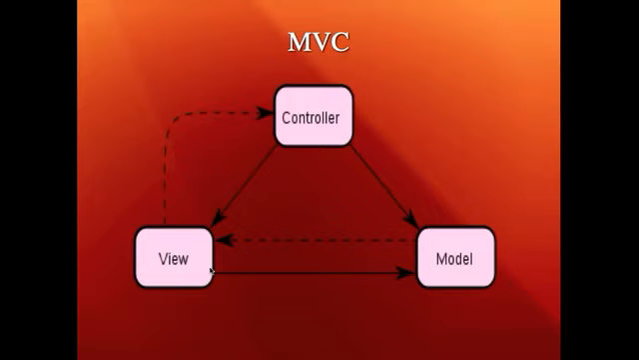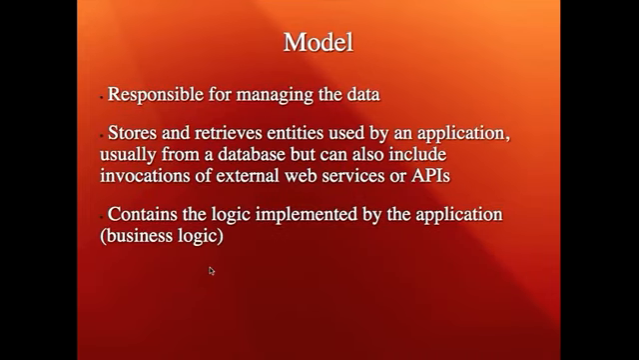So what does the model do? It provides the relevant information according to the request. The model is responsible for managing the data. The request comes to the model. In the program structure, we request the information from the databases, retrieve the data, and send it to the controller or the view. It stores and retrieves entries used by the application, usually from the database, but can also include invocation of external web services or APIs.